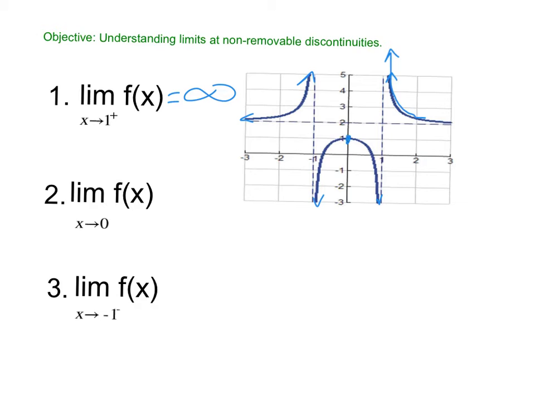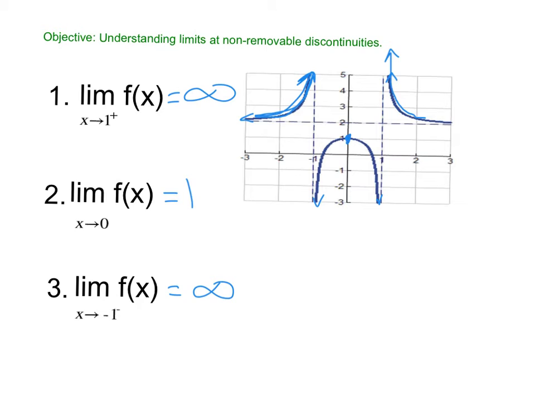X approaches 0. Well, that's just this value right there, right? We're not doing anything crazy. Sometimes students get so wrapped up in the infinity, negative infinity answer that they forget that sometimes you just need to look for your y value. So the answer there is 1. And then negative 1 from the left. Negative 1 from the left is over here, and that's also going up to positive infinity.